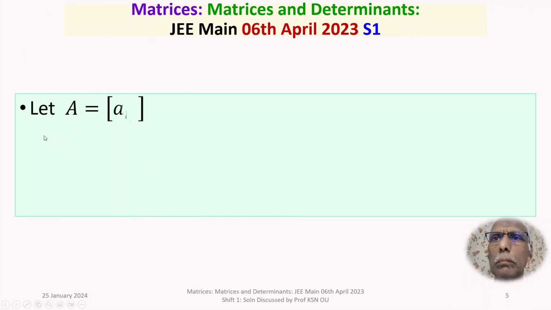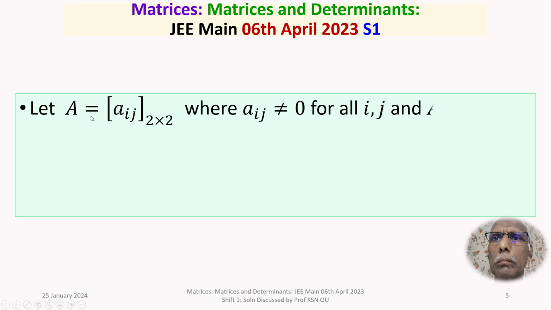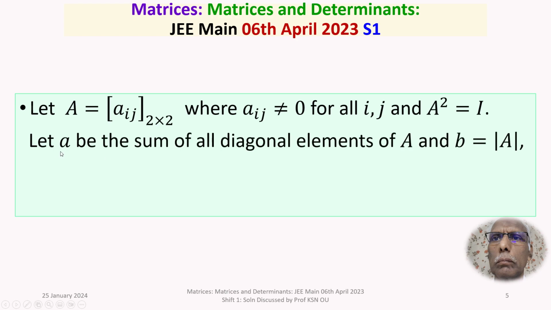The given question is, let capital A equal Aij, 2 by 2. A is a 2 by 2 matrix where Aij is not equal to 0 for all i, j, and A square is equal to identity. Let small a be the sum of the diagonal elements of A and small b is equal to the determinant of A, then 3a square plus 4b square is equal to.